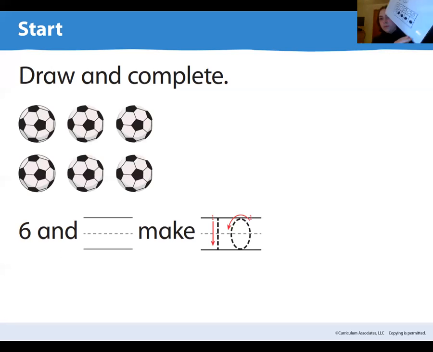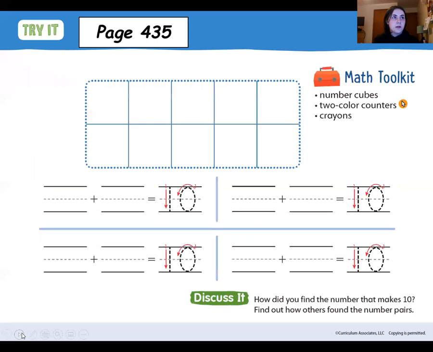Awesome work, everyone. Let me show you guys what I did. So these empty ones were the soccer balls already given to us, 6 soccer balls. To get the rest of the way to 10, I had to fill in these boxes, which is 1, 2, 3, 4. 4 boxes. So that means that 6 plus 4 equals 10. 6 plus 4 is going to be 10. Awesome. Let's move on to the next one.